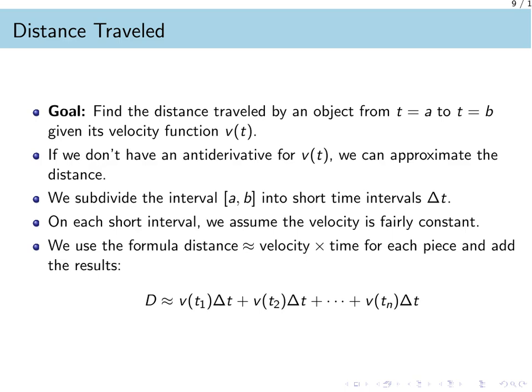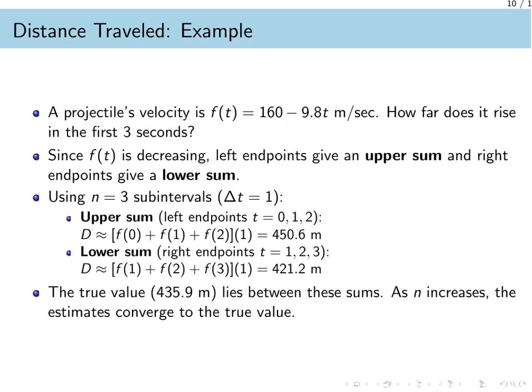The total distance is then approximated by summing up all these small individual distances. Let us work through an example of estimating distance. A projectile's velocity is given by the function f of t equals 160 minus 9.8 t in meters per second. We want to find how far it rises in the first 3 seconds.